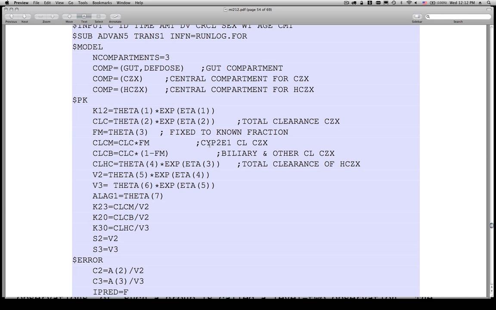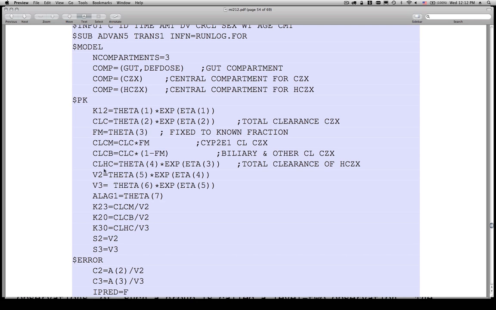It's actually cytochrome P450-2E1 that catalyzes the conversion of chlorzoxazone to hydroxychlorzoxazone, and that's simply going to be the total clearance, CLC, times the fraction metabolized to that route. But we know there are other elimination routes, such as biliary and other potential metabolites, and that will be described by CLCB, or clearance of chlorzoxazone via the biliary route, and that's equal to the total clearance times 1 minus that fraction metabolized. Okay, so that's one way that we can split the metabolism of the parent drug into two components, or at least into two components that we're proposing under this model.